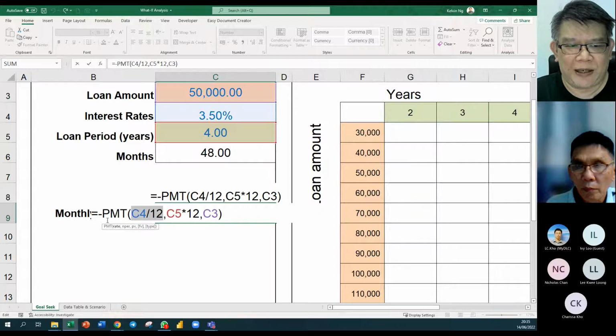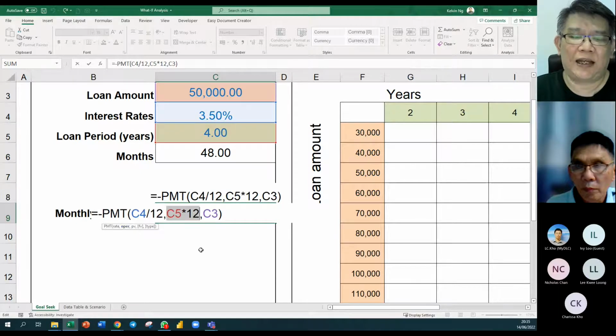Since you are paying a monthly installment and this is per annum, we take this one and divide by 12. It's a simple understanding. So here it says the rate is 3.5 divided by 12. The next one is NPER. NPER stands for number of periods. How many times are you planning to pay back?